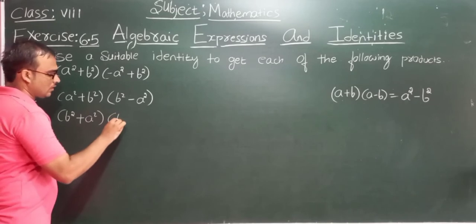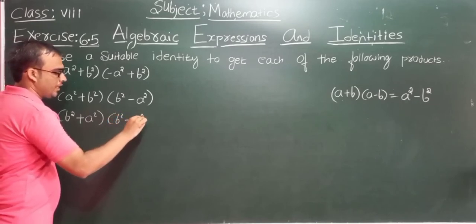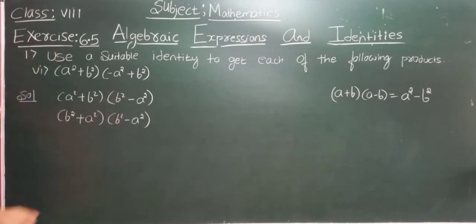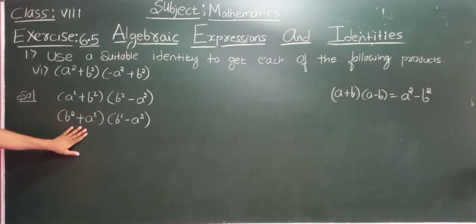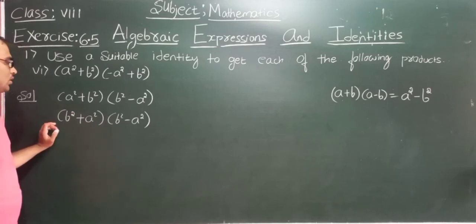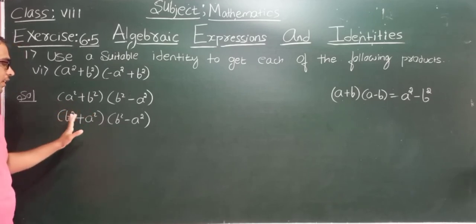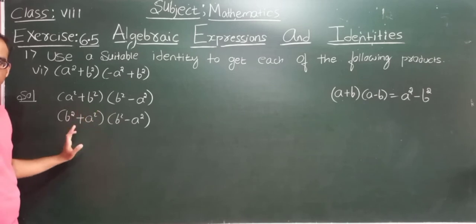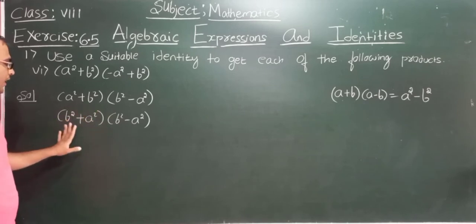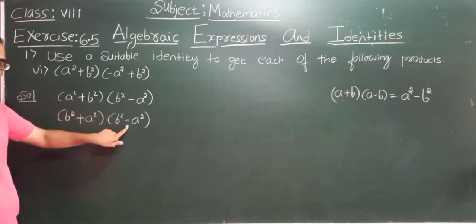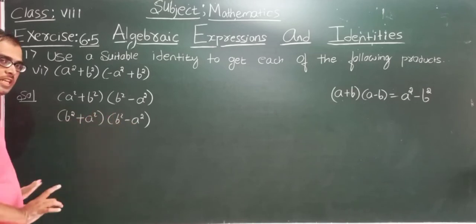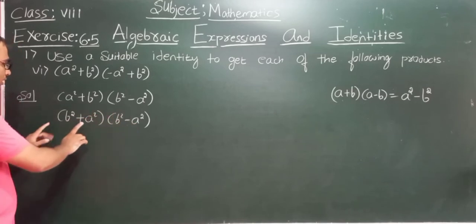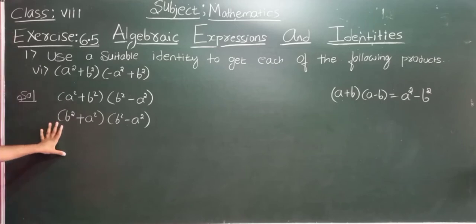Next, b square minus a square. Now students, just look here. It is of the form a plus b into a minus b. Don't get confused. Here squares are there, and it is also in the form of a plus b into a minus b. One side is plus, one side is minus, and both the terms are the same. So it is of the form a plus b into a minus b.